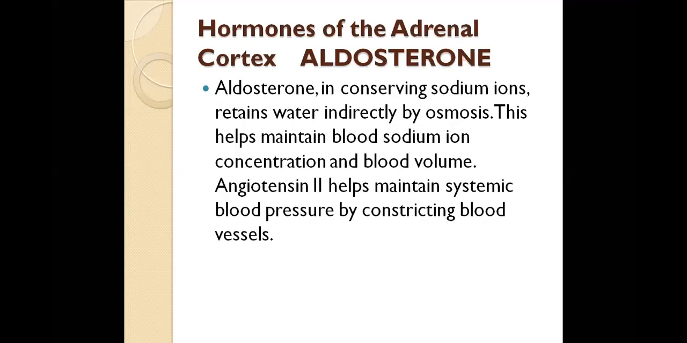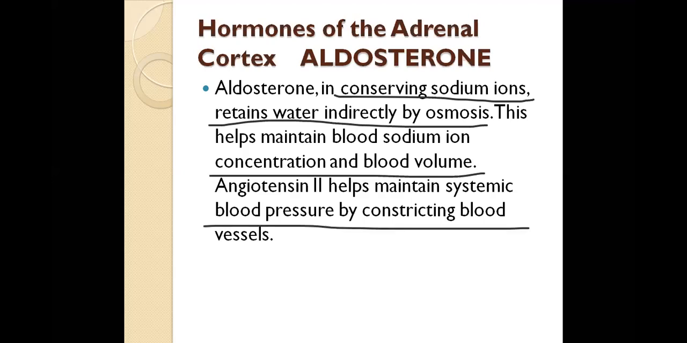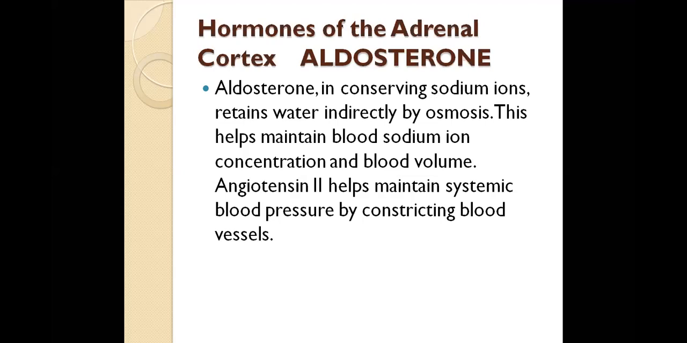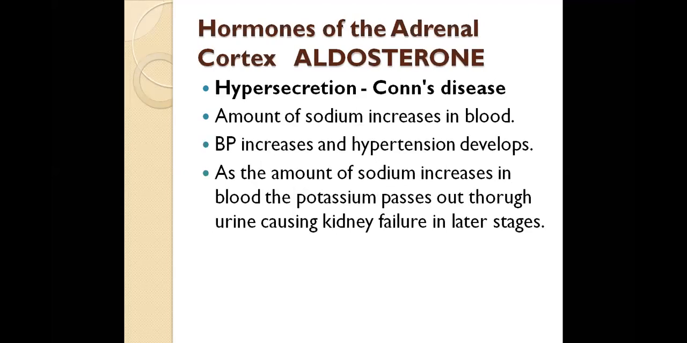What is the function of aldosterone? Aldosterone conserves sodium ions, which is very important. It retains water indirectly by osmosis. This helps maintain blood sodium ion concentration and blood volume. Then angiotensin 2 helps maintain systemic blood pressure by constricting blood vessels, vasoconstriction, as we said earlier.